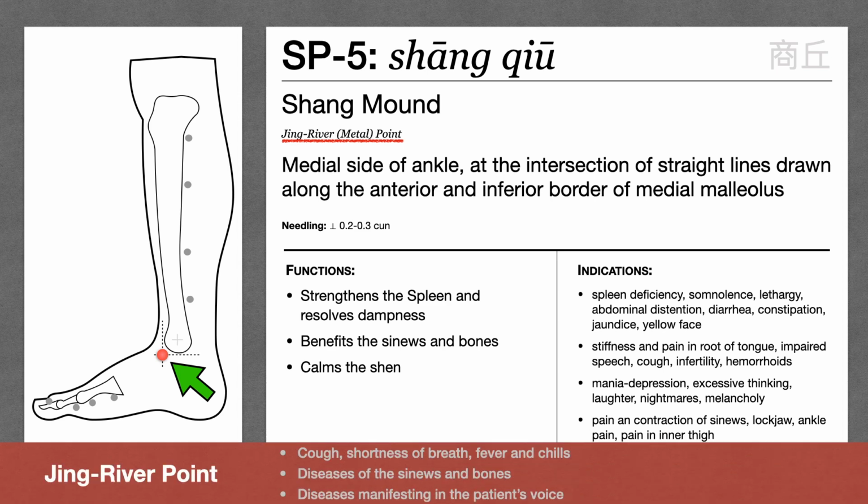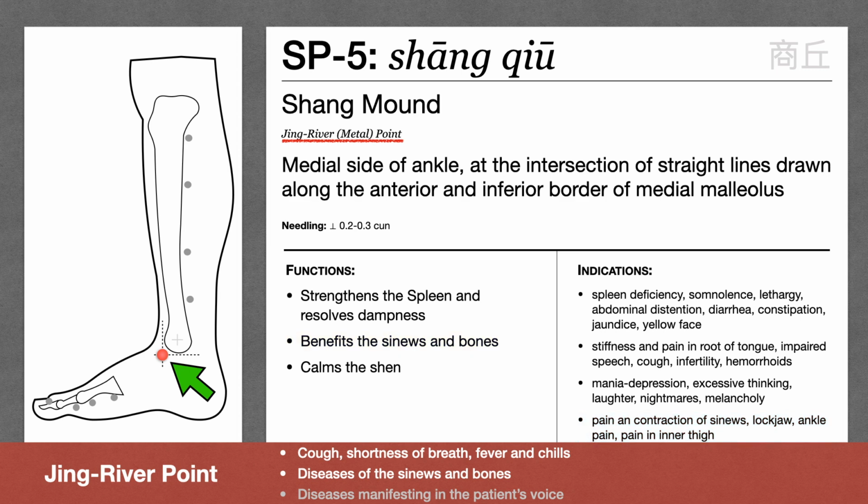Now normally we say that Jing River points are for respiratory problems like cough, shortness of breath, or fever and chills. But honestly, we don't really see much of that here with spleen 5. But we also said that Jing River points treat diseases of the sinews and bones, and spleen 5 benefits the sinews and bones, especially for Bi syndrome or pain in the ankle or knee.